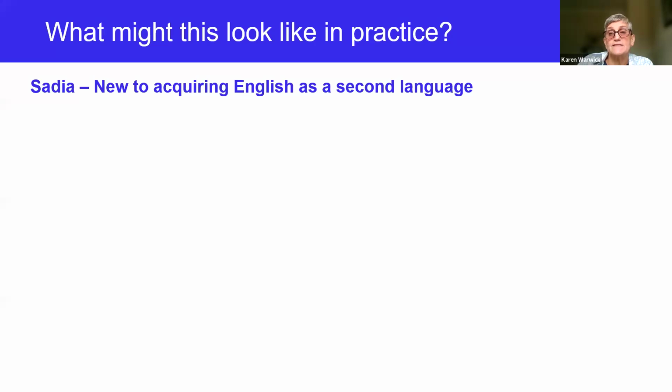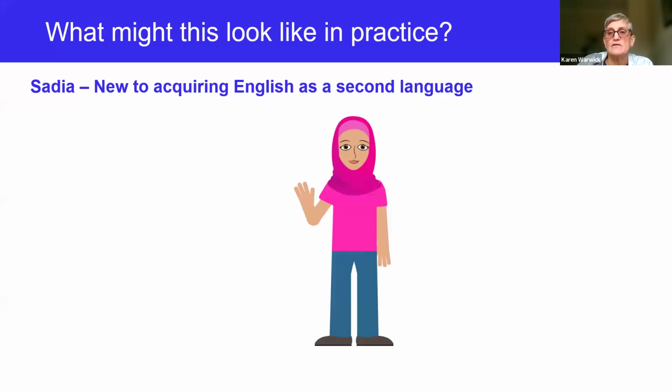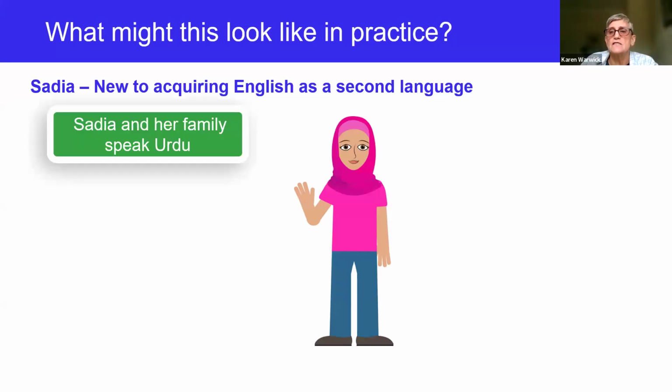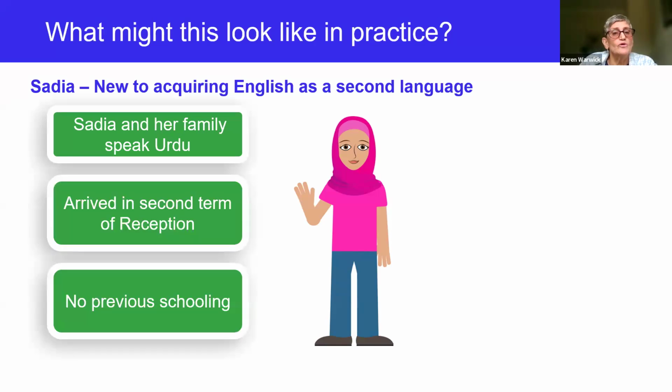I would like you to meet Saadia. So Saadia is an Urdu speaker who arrived from Pakistan in the second term of reception. Saadia has not attended school before, and this is due to her age. This would be an age-appropriate thing for her. But her mum describes her as very excited to start and to make friends.